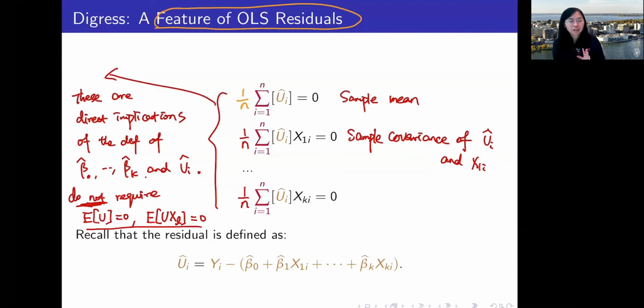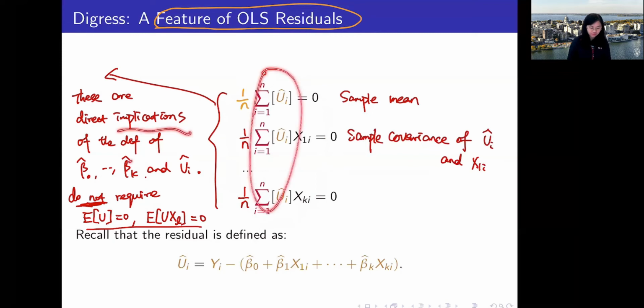So these features have no implication whatsoever on what the error term u is assumed to satisfy. These are only implications of the OLS estimator. So that's kind of important to know. Just don't get confused about the residual and the error term.